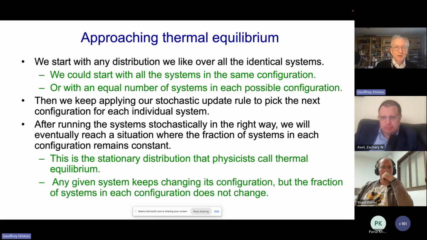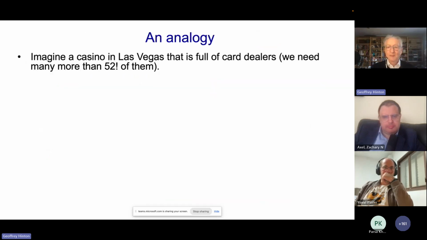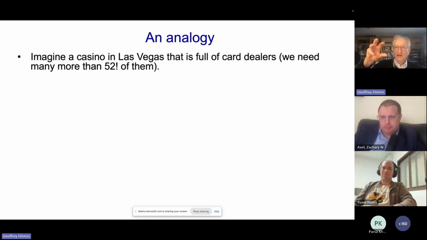Suppose you've got this huge casino at Las Vegas, and it's full of card dealers, and we need many more than 52 factorial of them. So it's rather a large number of card dealers, but for a thought experiment, that's fine. Each card dealer starts off with his pack of cards in exactly canonical order. So it's maybe the ace of spades, and the king of spades, and the queen of spades, and so on. Initially, all of the packs of cards are in the canonical configuration, the one where it's in standard order. Then they start shuffling, and they do random shuffles, not fancy shuffles that come back to the same state again, but just random shuffles.